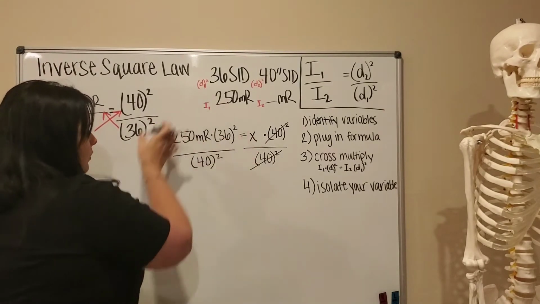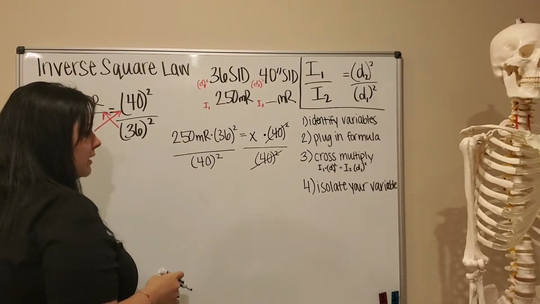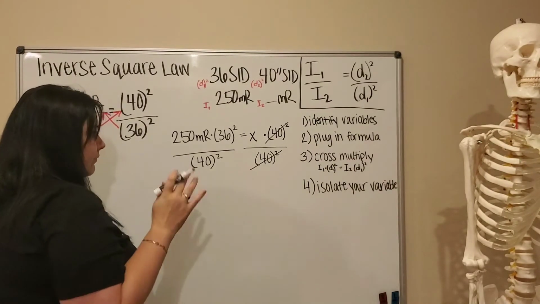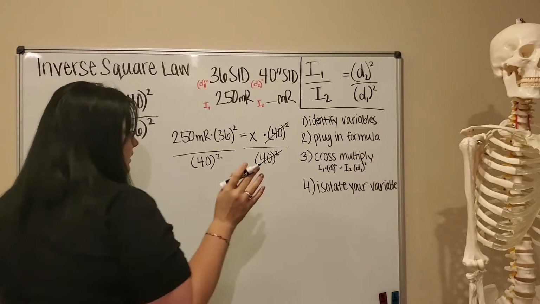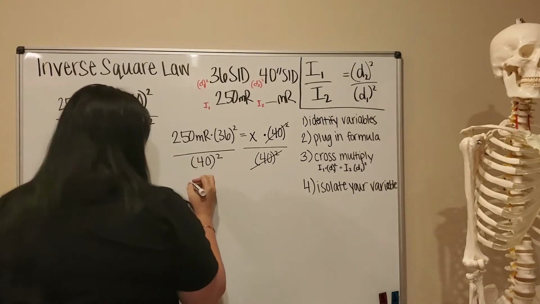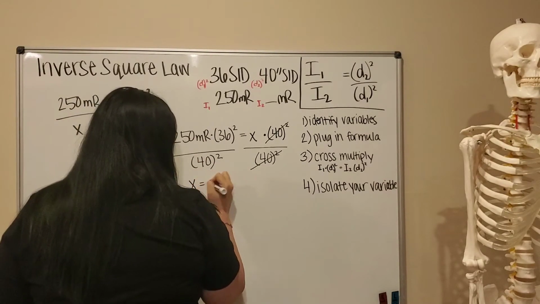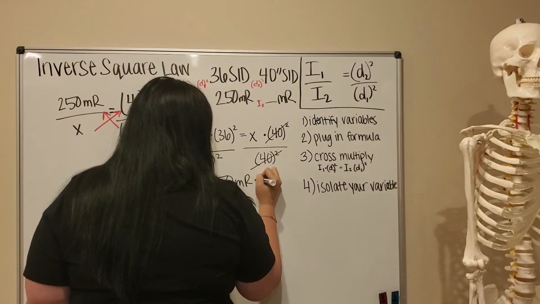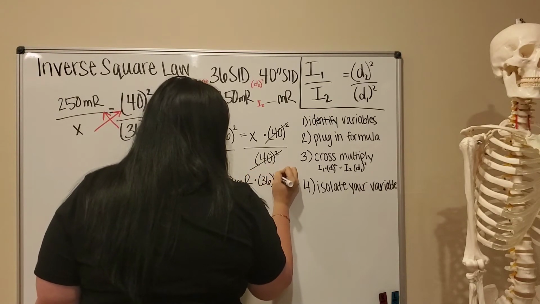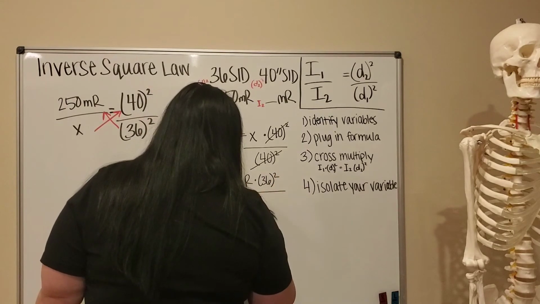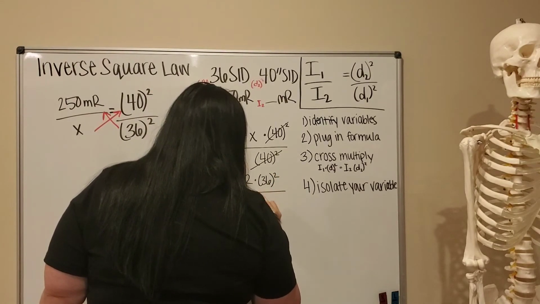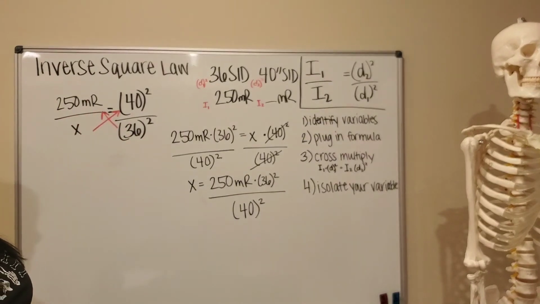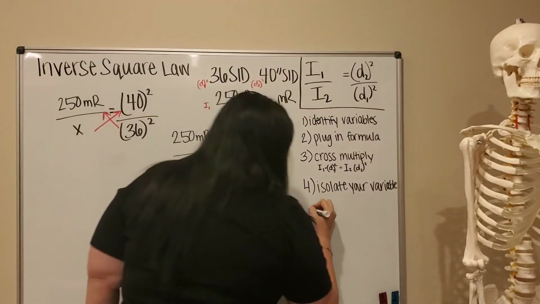At this point I like to switch my x to the left side of my problem. I think it looks cleaner. Having it backwards kind of drives me nuts, but it doesn't matter either way. So I would then put x is equal to 250 millirem times your 36 squared over your distance 2 squared, which is 40 squared. Okay? At this point, all you need to do now is solve.